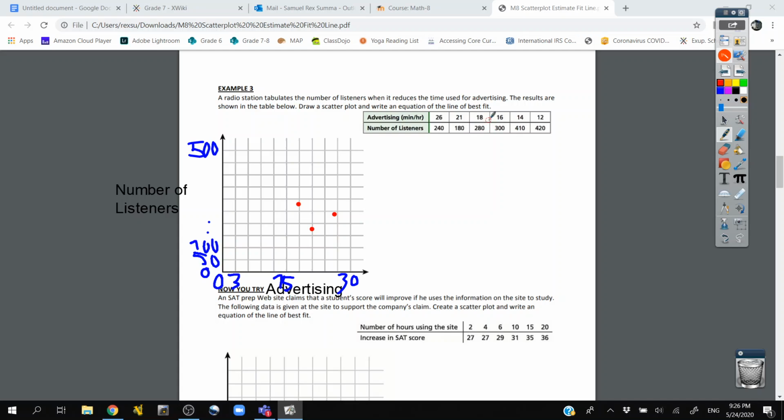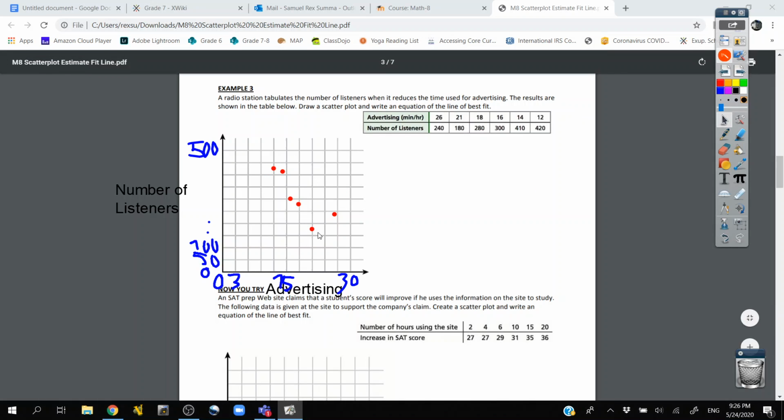Yeah. 16, 300. You can go ahead and scatter plot your own and then just skip forward in the video to where I'm done with this. 16, 300, 14, 410. So that was 300, so 410, 12, 420.